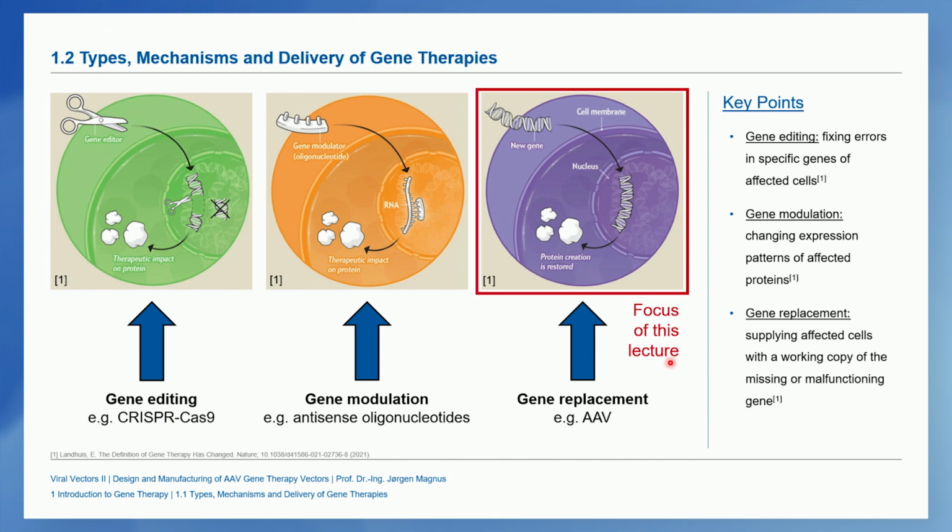We should also mention the antisense oligonucleotides here in the middle. This can affect the gene expression more on the transcriptional level, for instance, by affecting the mRNA molecules and reducing, for instance, the expression of certain genes that can have also a therapeutic effect.